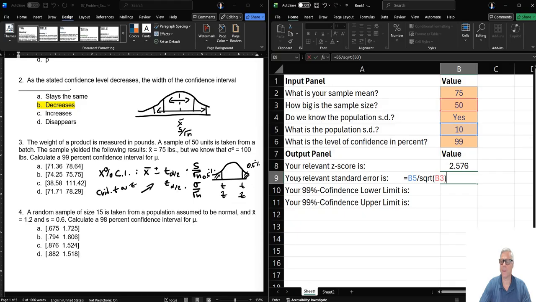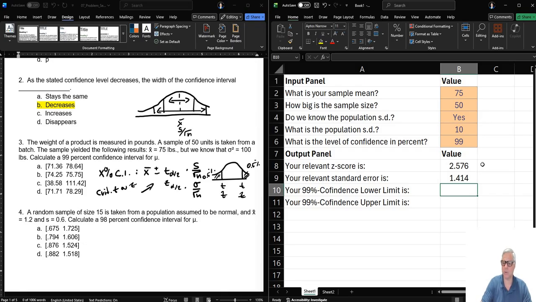So that is B5. It's actually, it should be B4. That's where we have the standard. Hold on, do we know? No, it was correct, B5. So the population standard deviation was 10, and we divide by the square root of B3, where we have the sample size. Okay, so in this case, the standard error is 1.414.